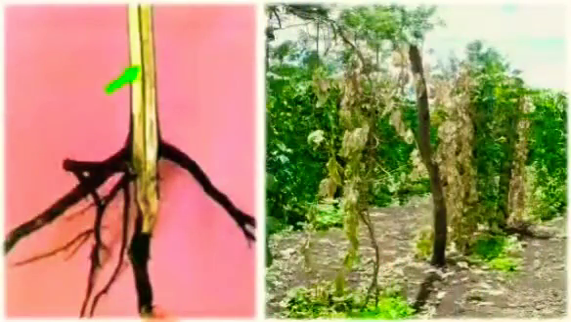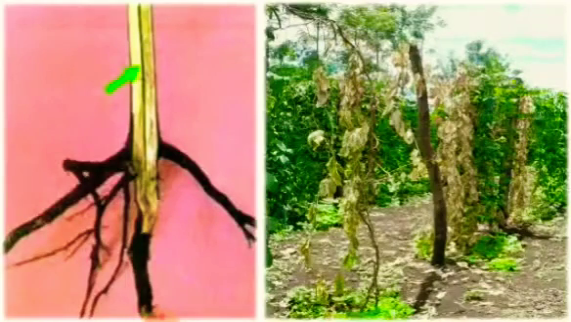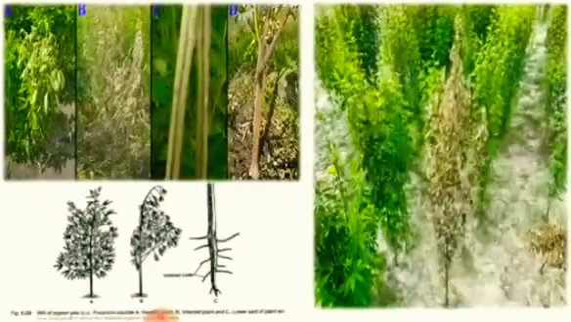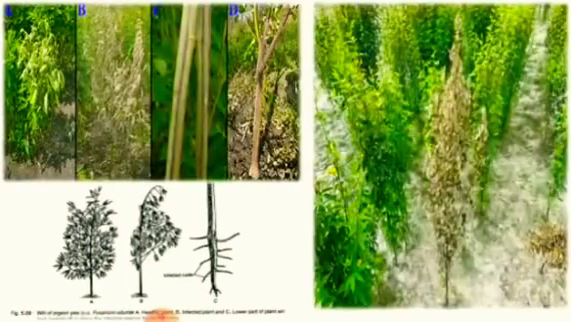Now on the left side, the picture is showing the blackening of the roots as well as the blackening of the xylem vessels, where the arrow is indicating. On the right hand side, the picture is not of pigeon pea, but it is just for showing the wilting symptoms. On the bottom left, the first is a healthy plant. See the another one that is infected. See the drooping of the leaves. And the third one is the infected roots. On the right hand side, the patchy appearance is shown in which the pigeon pea plant is completely dried.